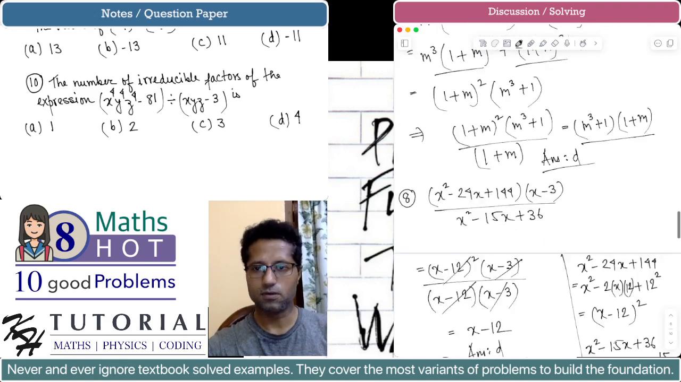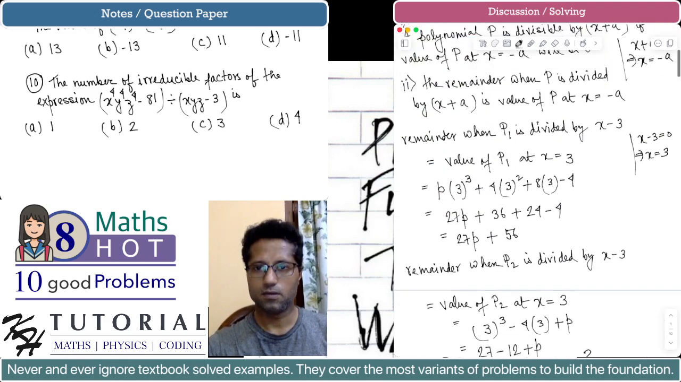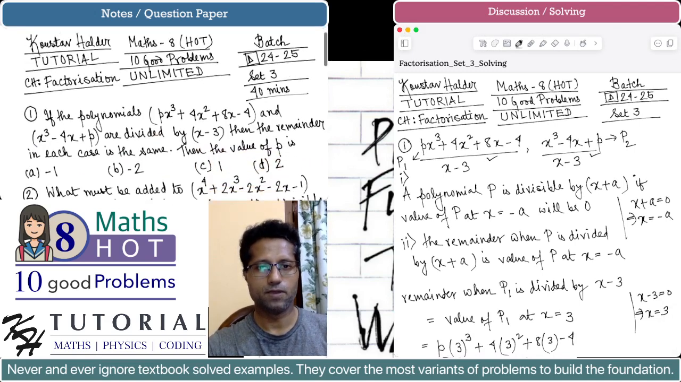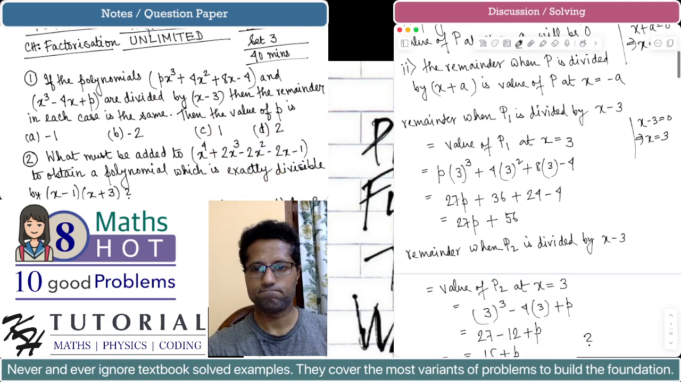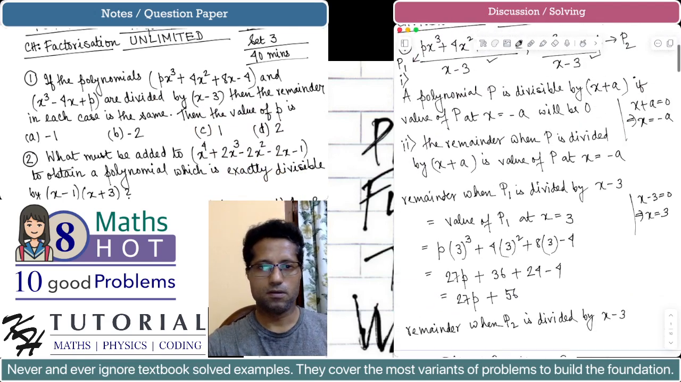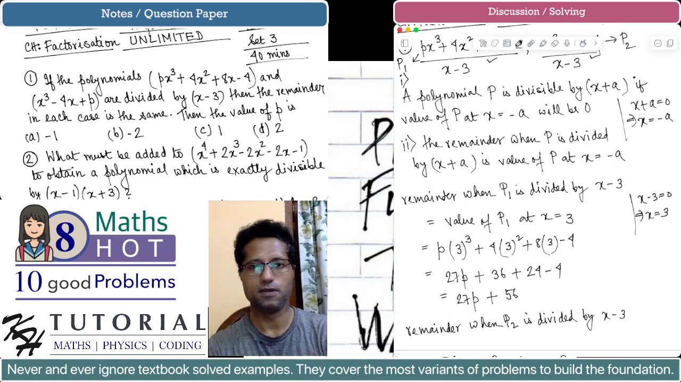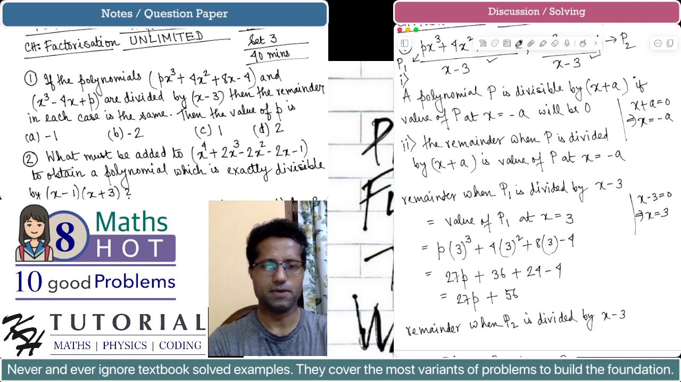Okay, now back to question number 1, which I could not solve. Let's see if we can do something. It is saying that if the two given polynomials are divided by x minus 3, then the remainder in each case is the same. Then the value of p is. Now we cannot perform the long division method. We cannot divide the two polynomials by x minus 3 because we don't know p. So we cannot really proceed with the long division method.